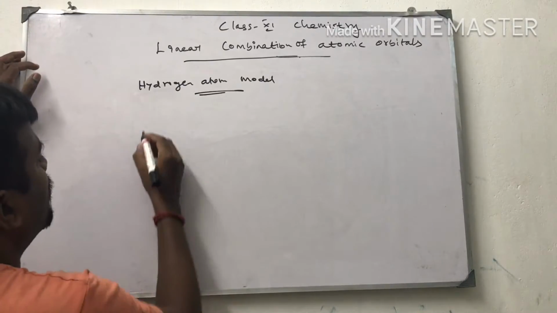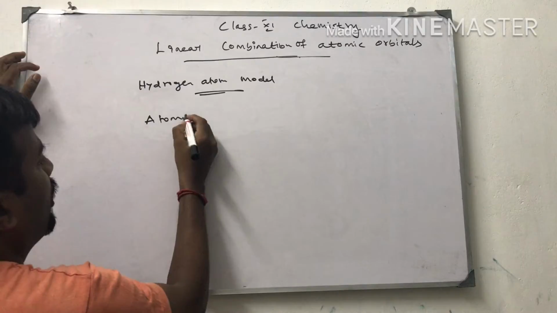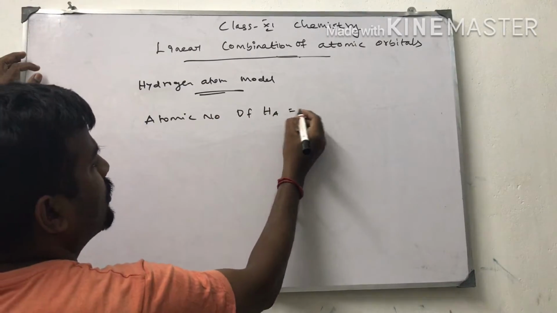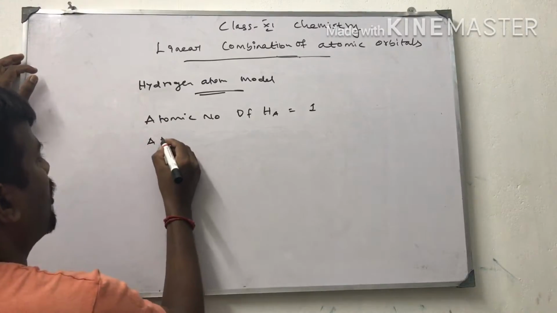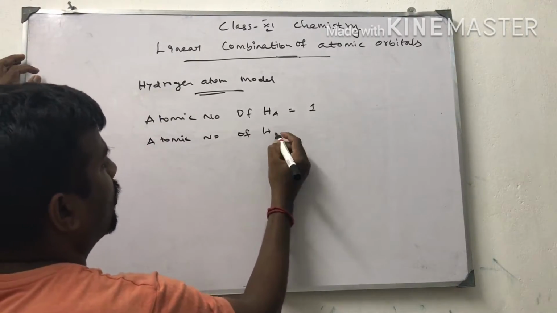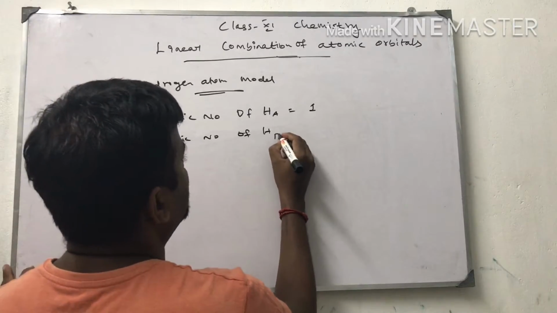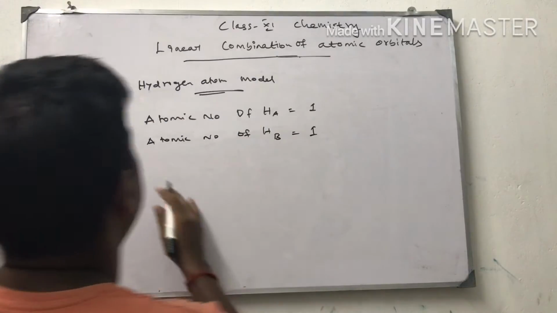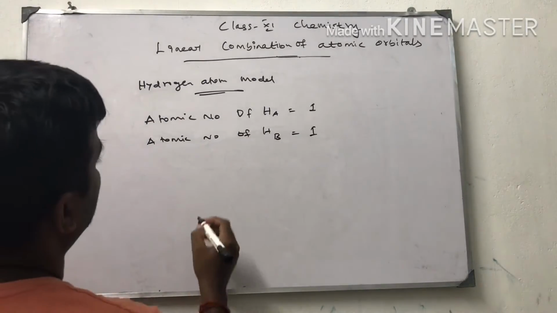Let us see the hydrogen atom. The atomic number of hydrogen A is one. Another hydrogen atom, Hb, also has atomic number 1. So they combine to form a molecule.